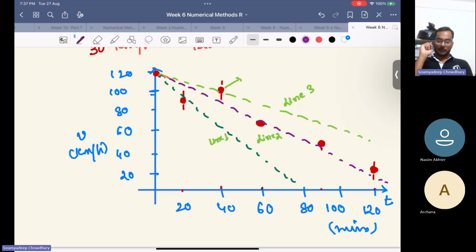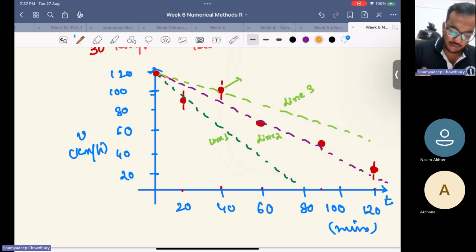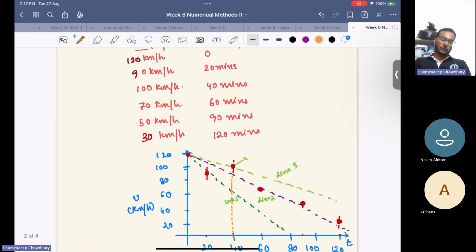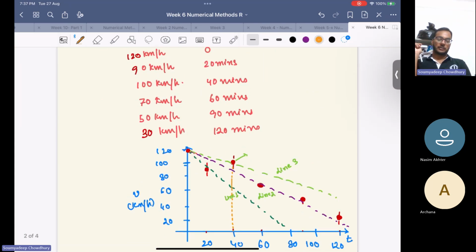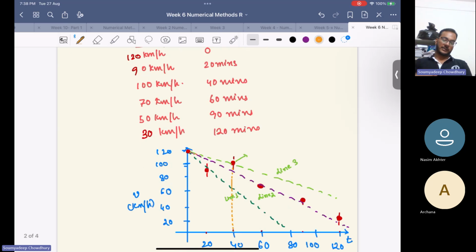What is your predicted value? Suppose at x equal to 40, in this graph, what is your true value and what is your predicted value? Can someone tell me what the true value is? You first tell me at x equal to 40 from this graph or this table. 100 km/h, it is the true value. Yes, it is the true value that you have obtained from experiments, right?